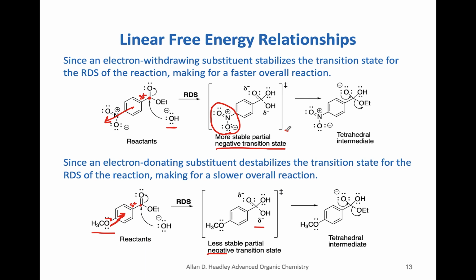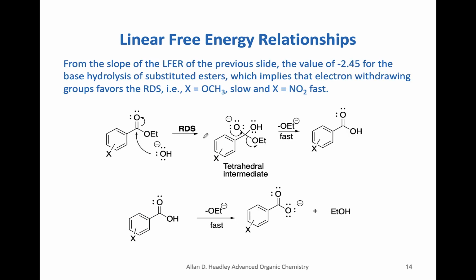Since this is the rate determining step for these 2 reactions here, you can imagine this forming a more stable transition state. This is a lower barrier, much faster than this one that has a higher barrier, which has a less stable transition state. So this reaction is much faster here than this one. Okay, so let's look here at the summary.